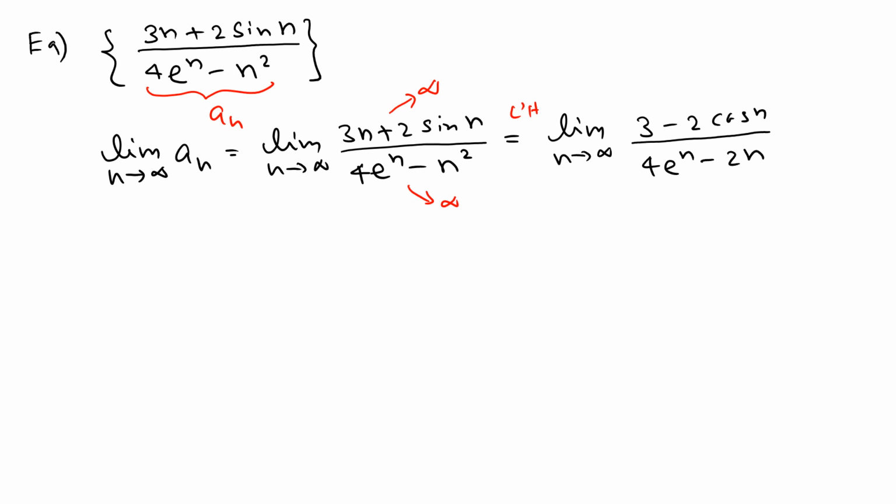Now can we use L'Hopital's rule again? You can see that you cannot use it again. The reason is the top does not grow further. It's not going to infinity. You get stuck because cosine n is between -1 and +1. That means the largest value the top can take is 5. Why 5? Because when cosine n is -1, the negative sign becomes +2, plus 3 is 5. So the largest value of the numerator is 5.